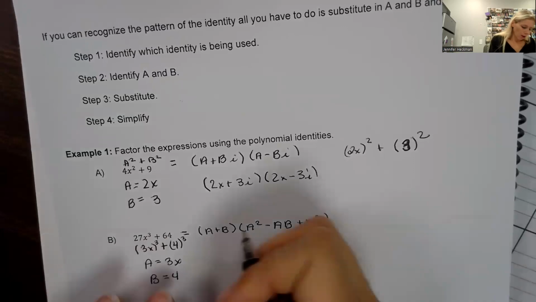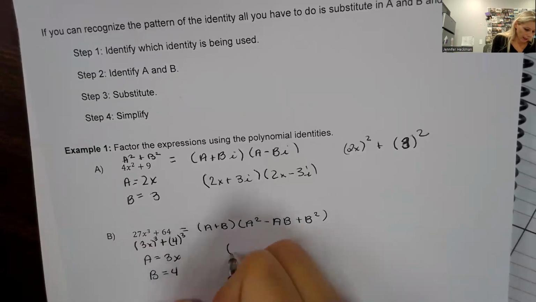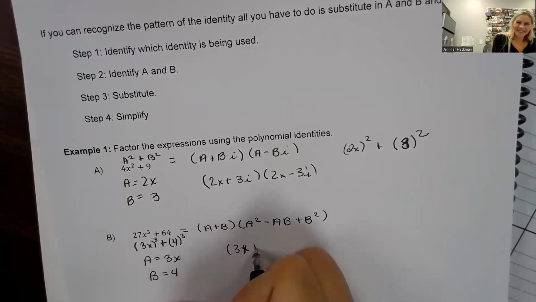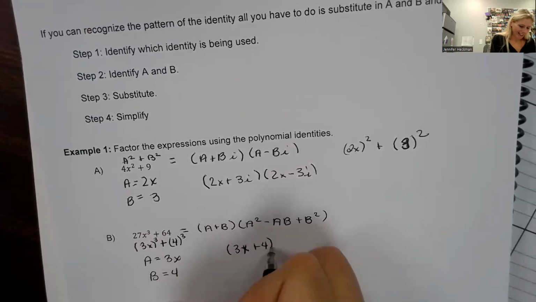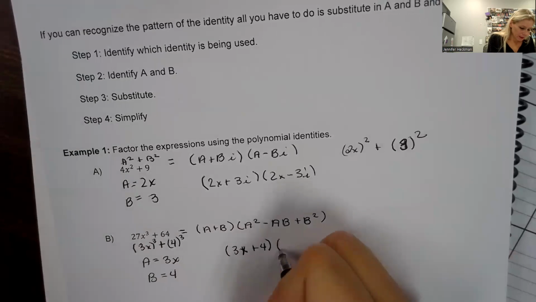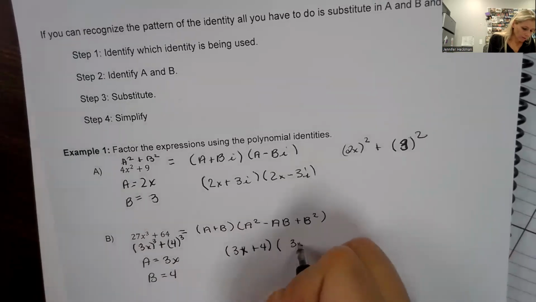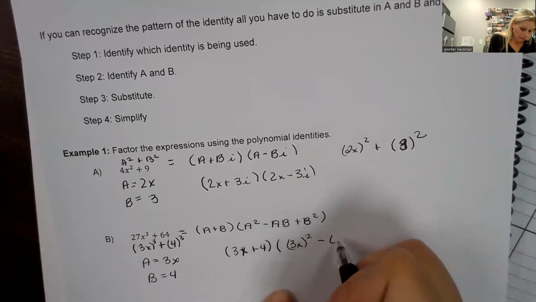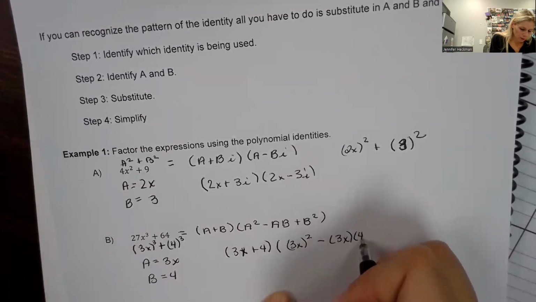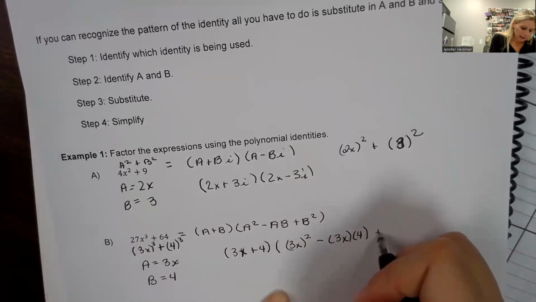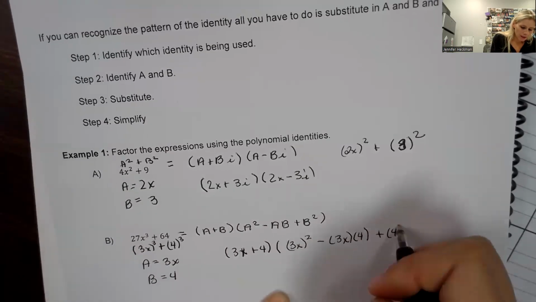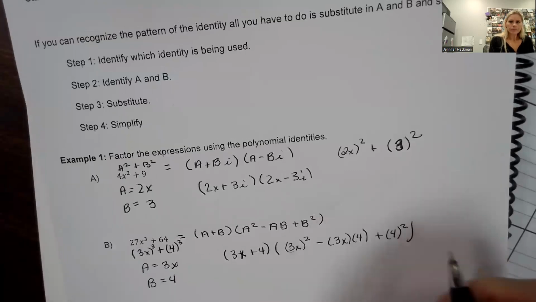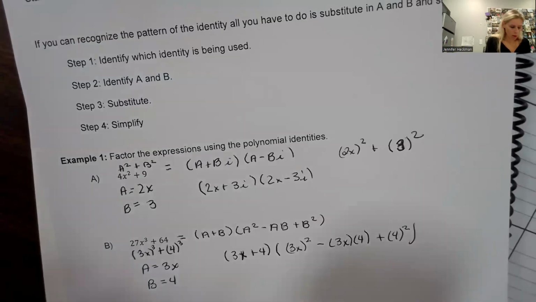Okay, so if I substitute in, I get 3x plus 4. It's early in the morning, guys. And then I substitute in, I get 3x, all of that squared, minus 3x times 4, because that's our B there, plus B squared. Now, of course, I want to simplify that more if I can.